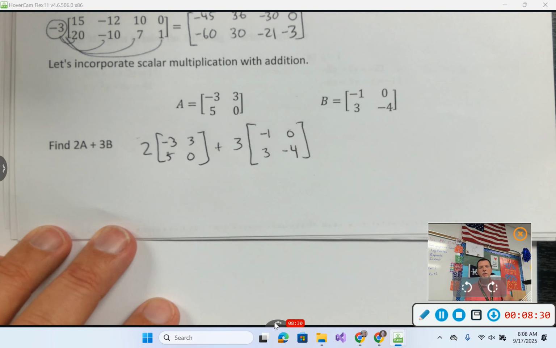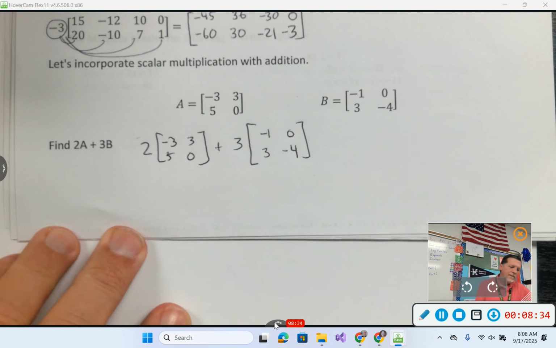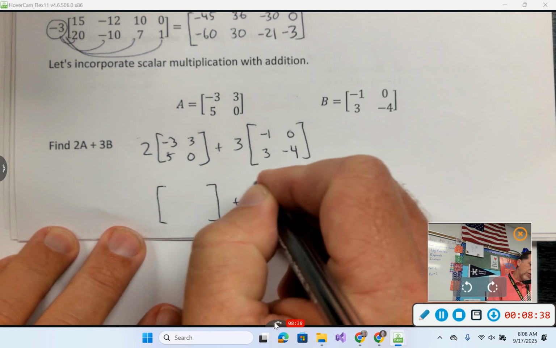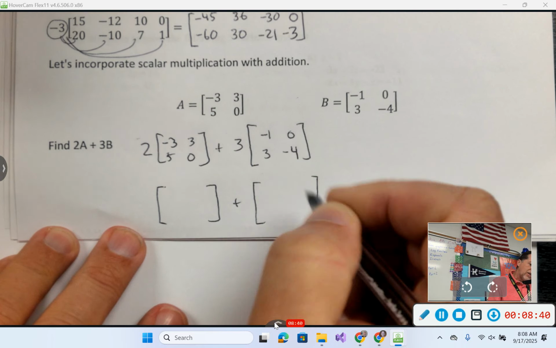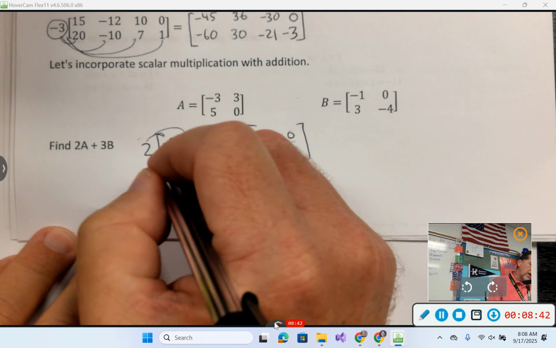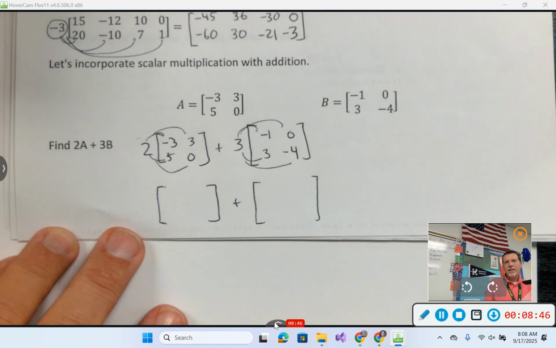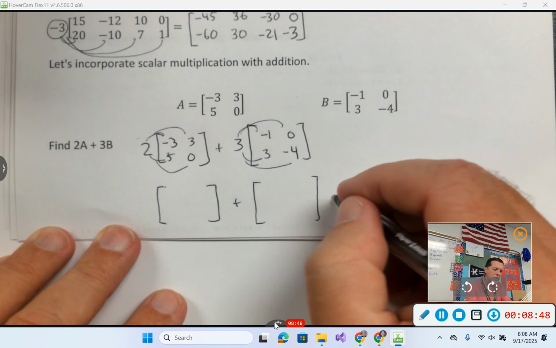And some of you are going to be brave enough to try to go straight to the answer from there. I think it would be wiser, certainly on our first pass at this stuff, to distribute the 2 to everybody, distribute the 3 to everybody, and then add the matrices. I think that would be a safer way to go.